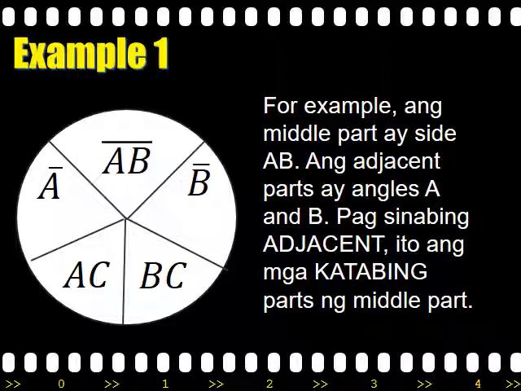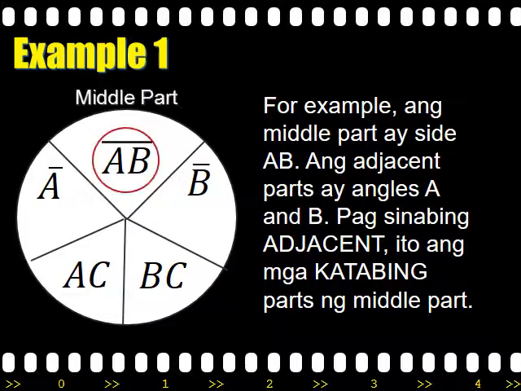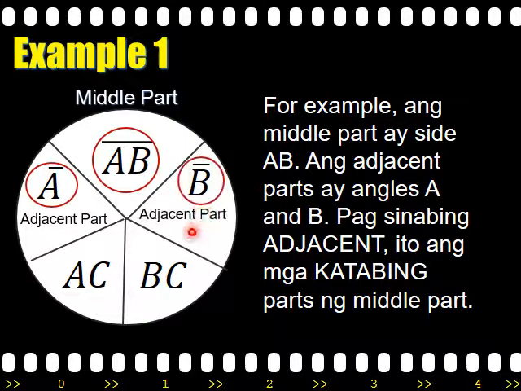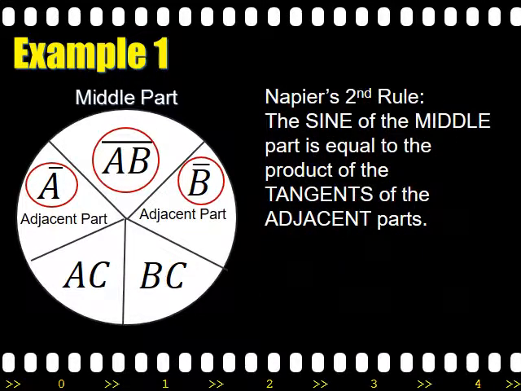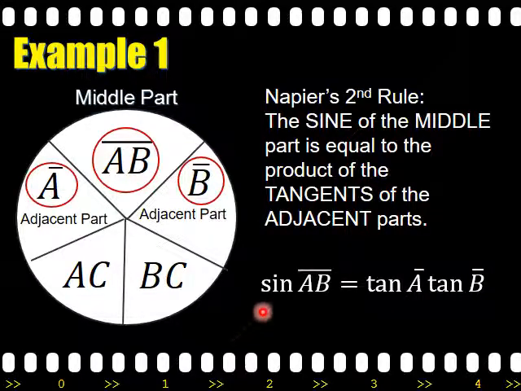So for example, dito, kung ang middle part natin is AB, ano ba yung katabi ng AB? Ang katabi ng AB is yung angles A and B. So ibig sabihin, sila yung mga adjacent parts. Okay, so again, let's recall Napier's second rule says the sine of the middle part is equal to the product of the tangents of the adjacent parts. So kung gagawin natin siyang equation, ito na magiging equation natin. So sine AB bar is equal to tangent A bar, tangent B bar.